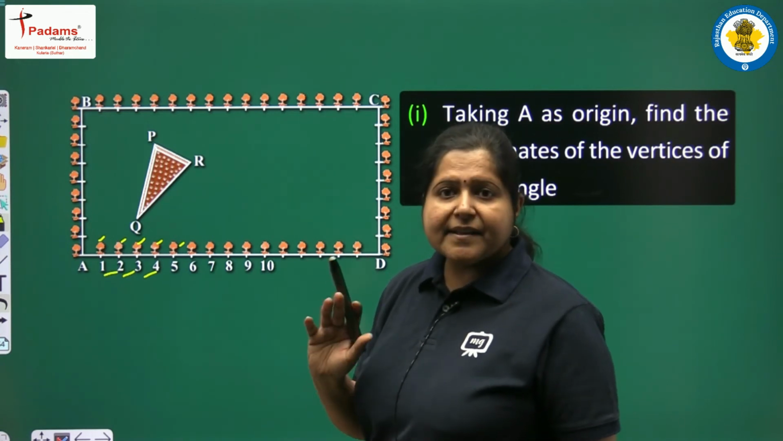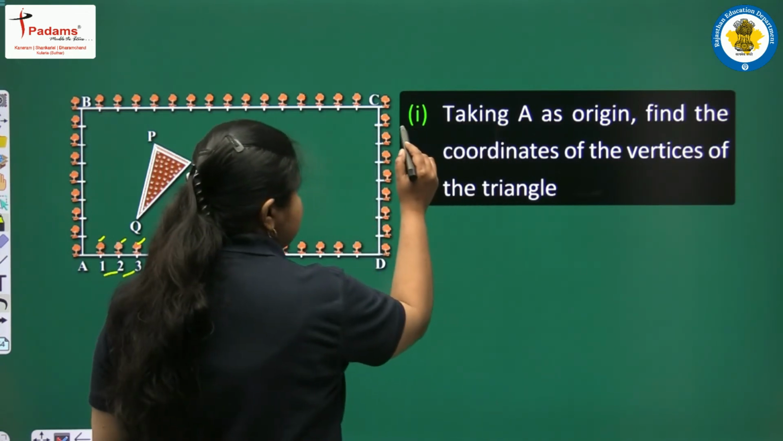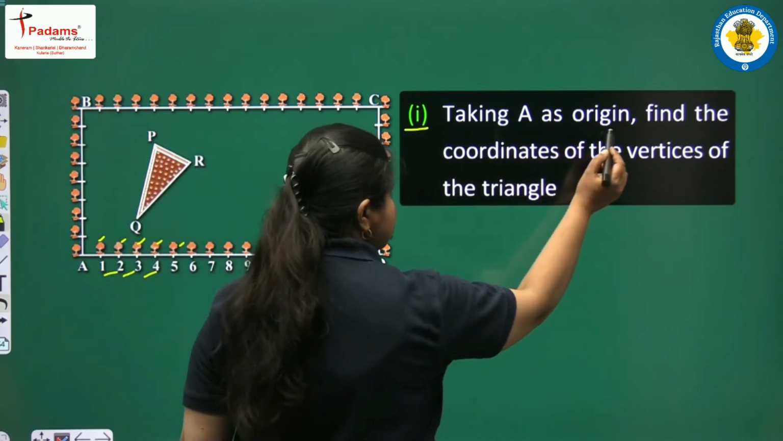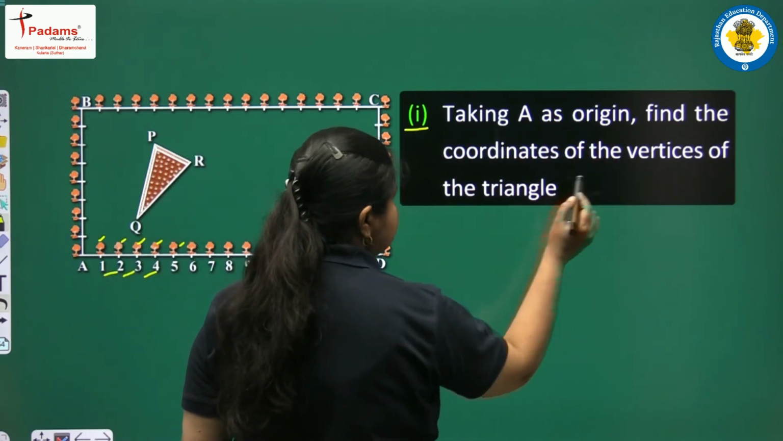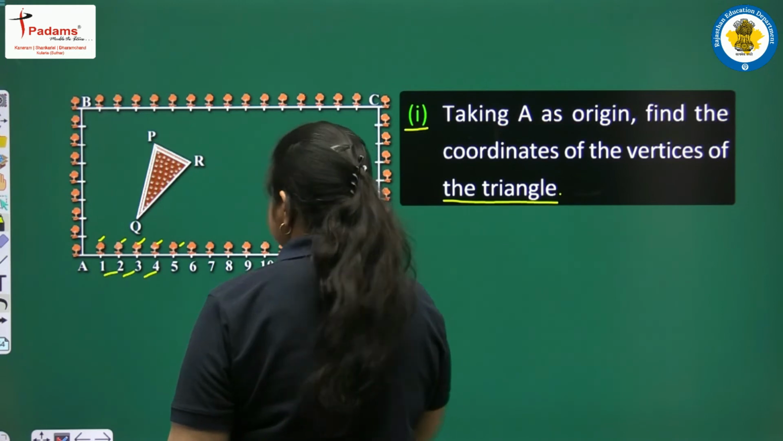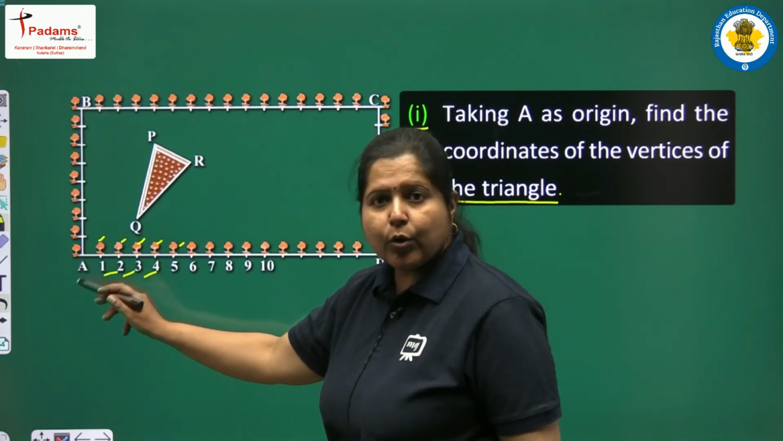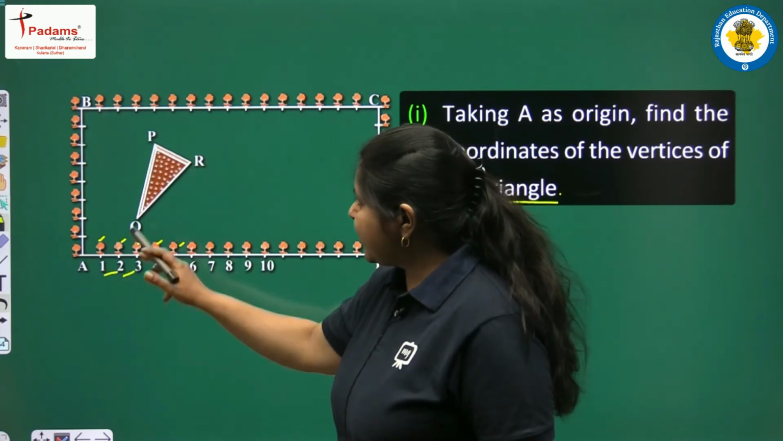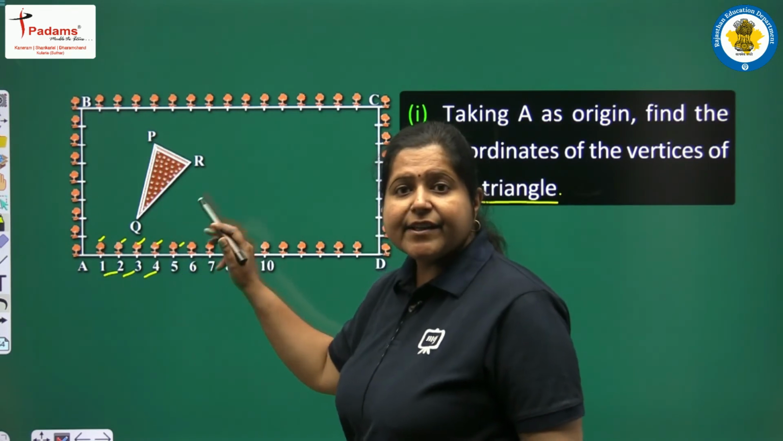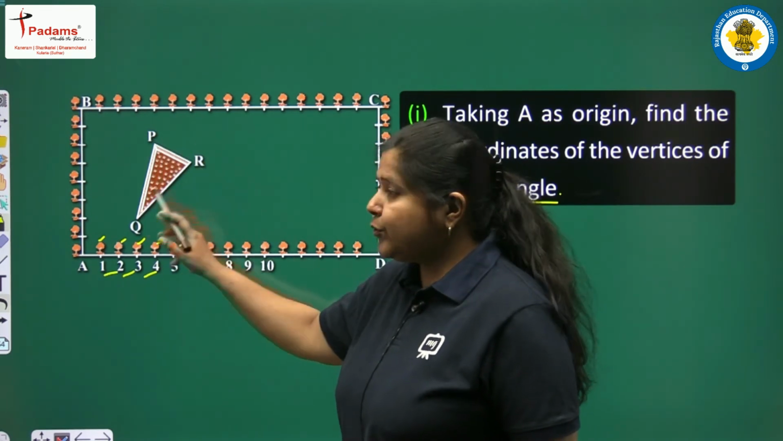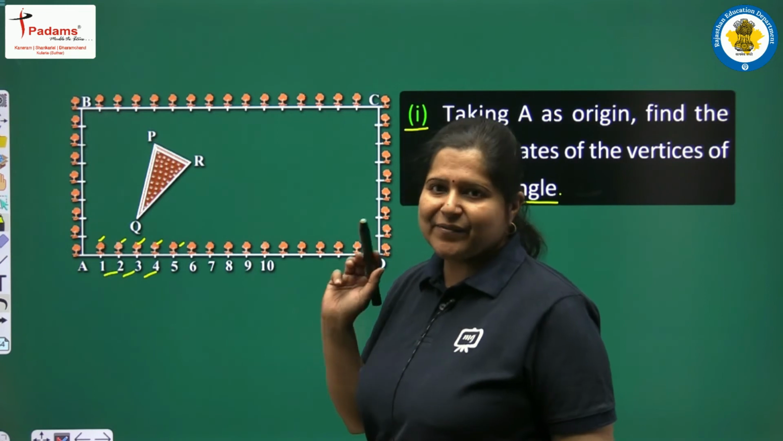Now what has been asked in the question? Let us see. The first part is taking A as origin, find the coordinates of the vertices of the triangle. यहाँ देखिए आप, ये point A को origin मानते हुए ये जो triangular region है PQR, इसके जो vertices हैं P, Q और R, इनके coordinates find out करने हैं.